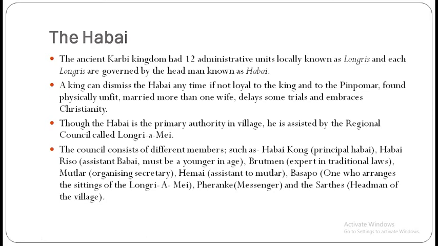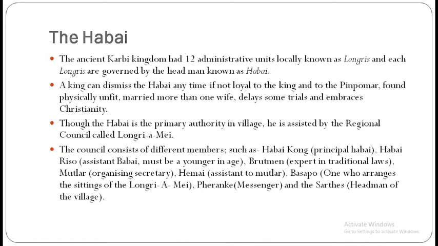Lingdokpa is the supreme authority among the tribe, and below him we have the Habai, and this Habai is subordinate to the Lingdokpa. So in case he married more than once, or he delayed trial of a case, or he becomes Christian, or he doesn't show loyalty towards the king and his council of ministers, or he is found physically unfit, then the king or the Lingdokpa can remove the Habai.